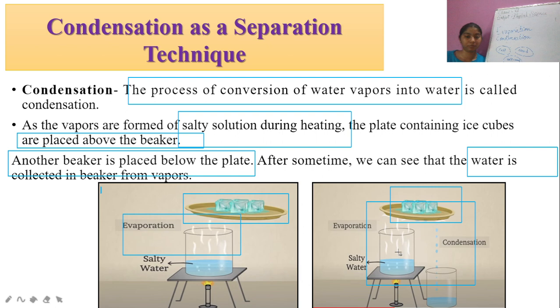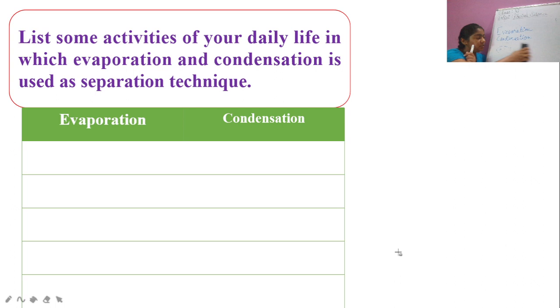Okay. So students, now we have another thing. Let's see. Students, list some activities. You have to tell me some activities of your daily life in which evaporation and condensation are used, right? So let me draw a line for you. Yes, students. So you have to differentiate. For the first, there is evaporation and there is condensation. These are the two techniques, right? So where do you see evaporation happening?